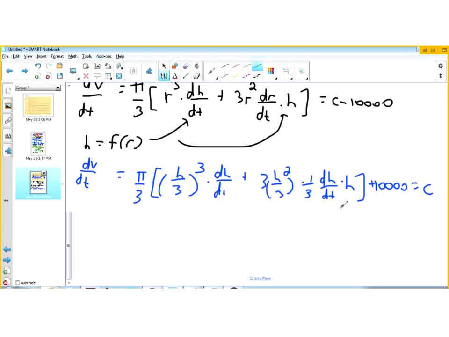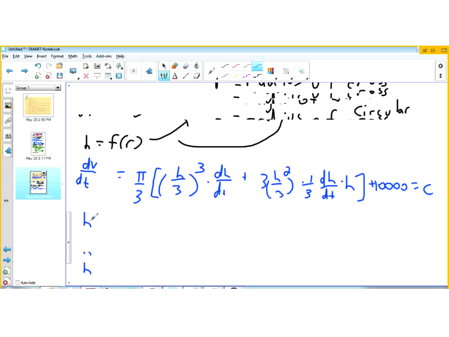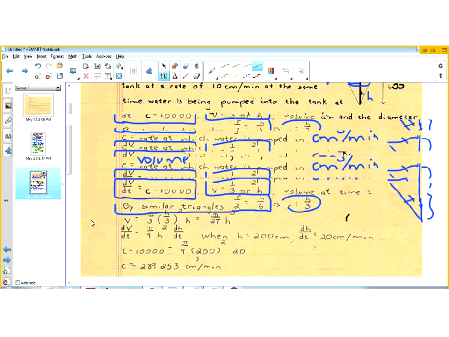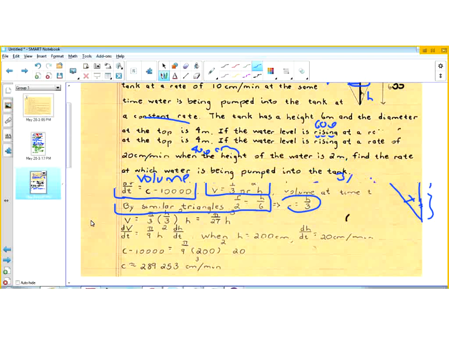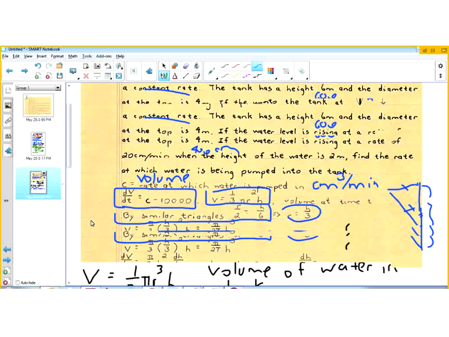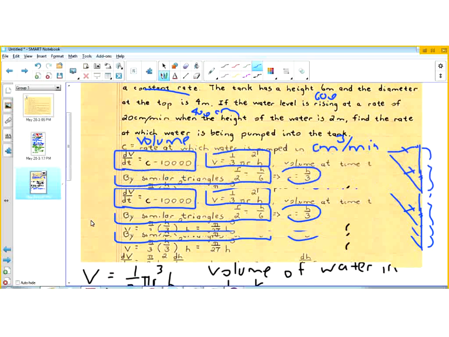is equal to the rate at which water is pouring into the tank. So now all we need to find C is we need H at what time? Let's see.